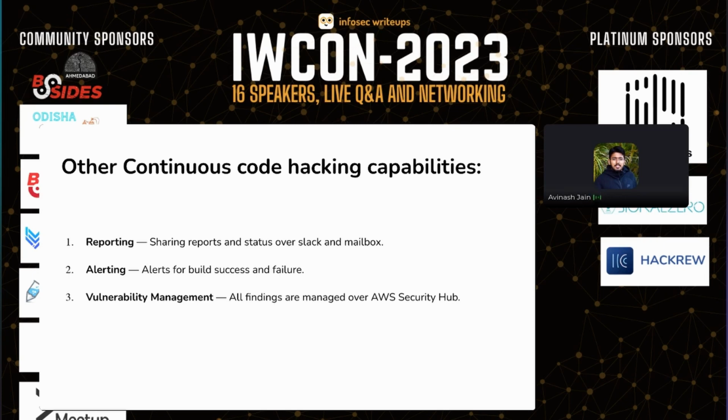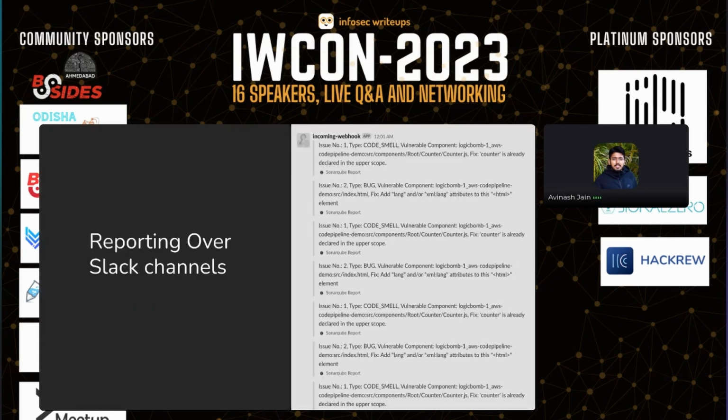You can even manage all those vulnerabilities in a single place, so you don't need to run here and there. You don't need to find a third party tool, but you can use an AWS native service, which is AWS Security Hub, to push all those results into it, and you can manage all those security vulnerabilities in a single place. This is how reporting over a Slack channel looks like.